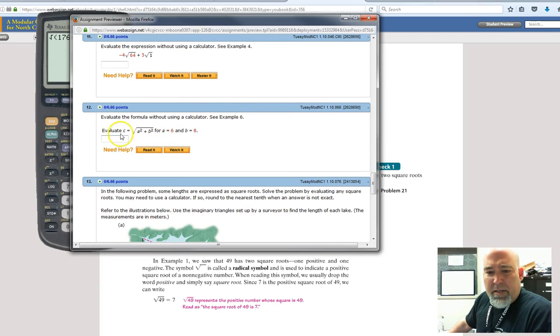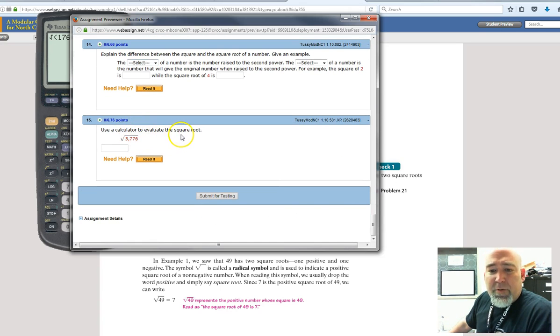And then we're looking at this formula that we talked about a little bit in the last section. So now we can actually evaluate for what the hypotenuse is. So we would plug in what A and B are into this equation, and hopefully we could figure out what C is.